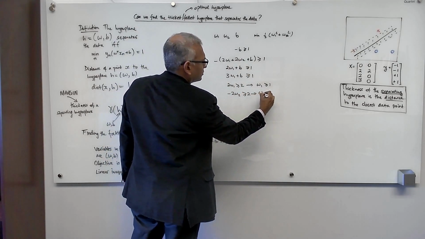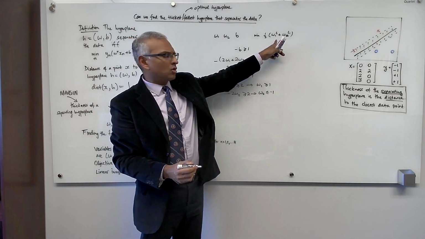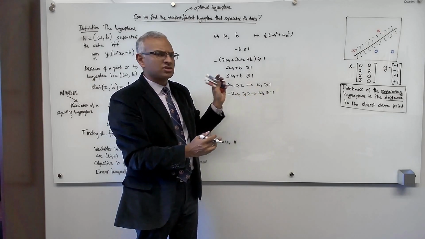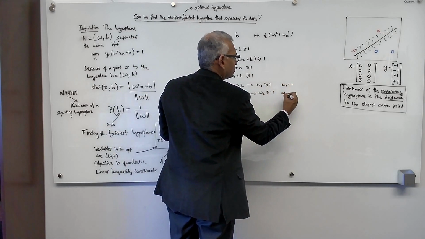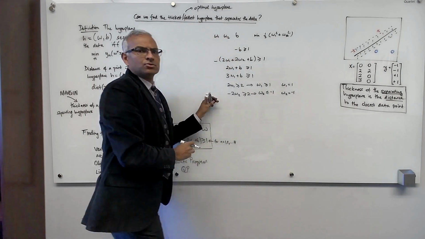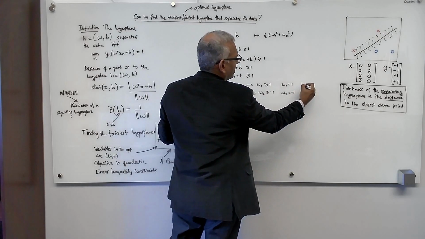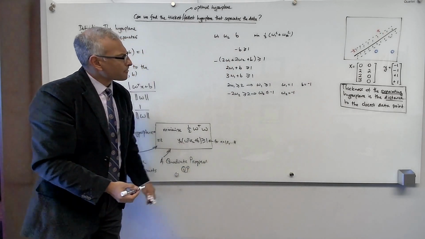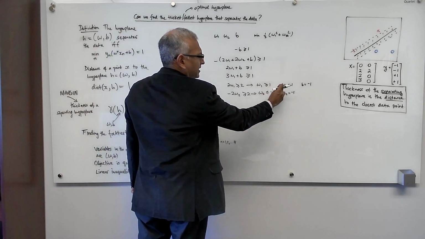This implies that w2 is less than or equal to minus 1. Okay. So since we're trying to minimize the norm, we want to choose the magnitude of the w's as small as possible. The smallest you can choose is w1 equals 1 and w2 equals minus 1. And it turns out that you can satisfy all these constraints with also choosing b equals minus 1. Okay. So b equals minus 1 is a solution. And so we've got our weights and our bias.